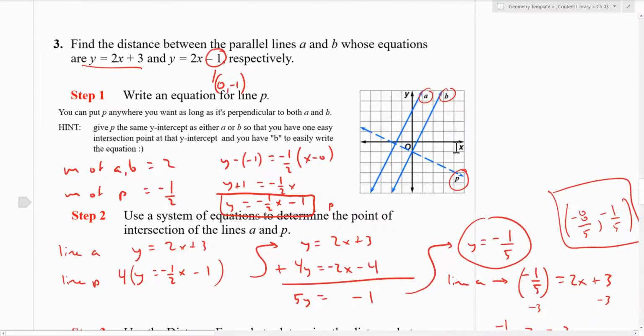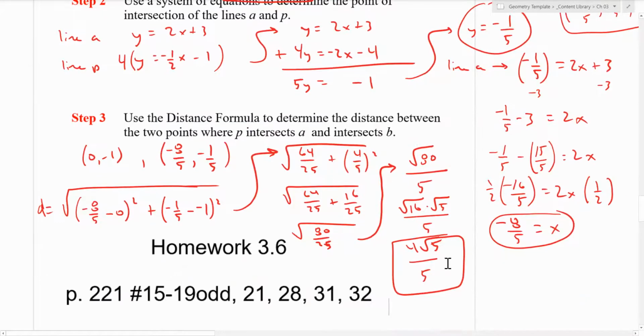How about a recap? We're given two parallel lines. We want to find the distance between these two parallel lines. So what we do is we create a line perpendicular to these two lines by finding a negative reciprocal slope of the given slope for lines A and B, and a point of intersection with one of these lines. We build an equation for this line. We find where that line intersects the two lines. We find those points of intersection, and then we find the distance between those 2 points of intersection. Yikes, 4 root 5 over 5, no big deal.